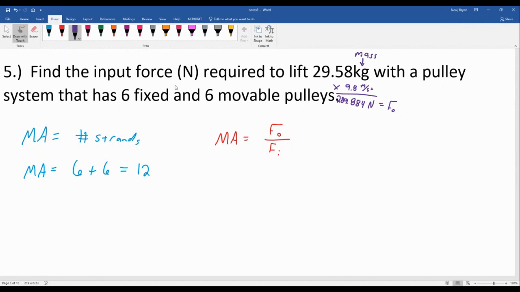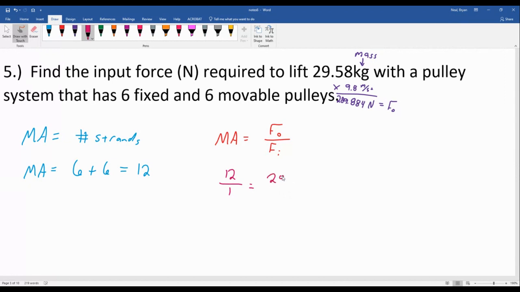It says find the input force. We have the mechanical advantage. We have almost everything, which means if there's only one part left, we should hopefully be able to solve for it. All right, so now the mechanical advantage was 12. For convenience, I'm going to put this as 12 over 1. And that way, if we have an ugly fraction equal to another ugly fraction, it looks like a proportion and we have a consistent way to solve those.